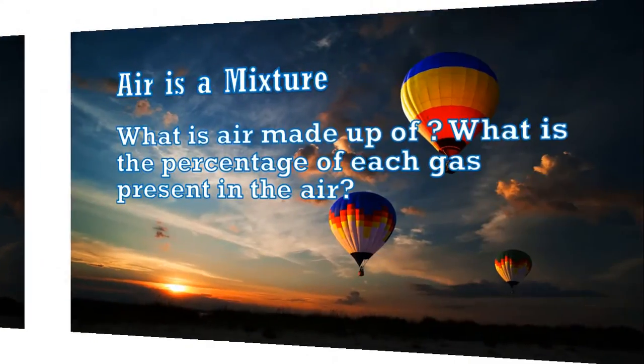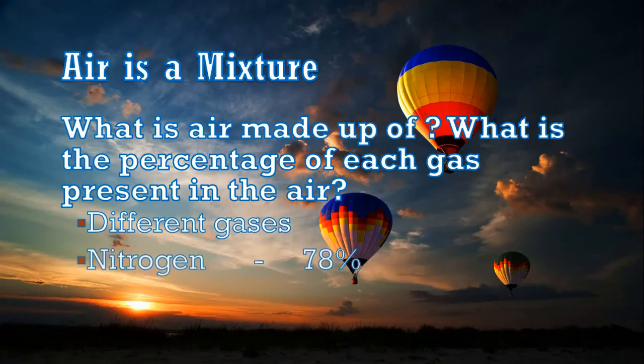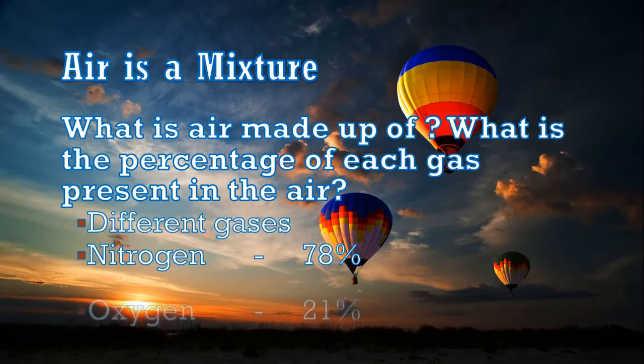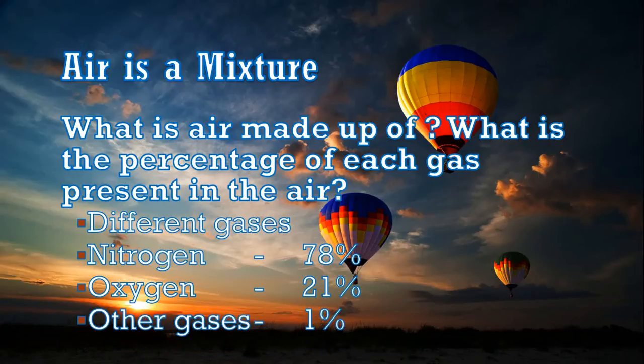Okay, what is air made up of? What is the percentage of each gas present in the air? Air is made up of different gases. The amount of each gas present in the air is different. Air contains 78% nitrogen, 21% oxygen, and other than these gases, air contains carbon dioxide, water vapor, and some other gases in very small quantities, nearly 1%.